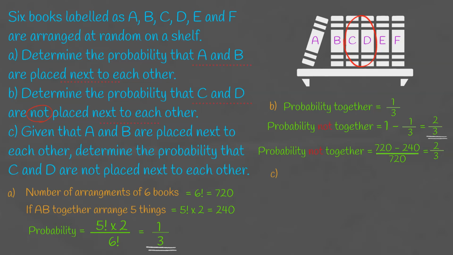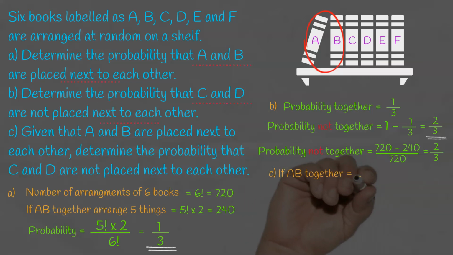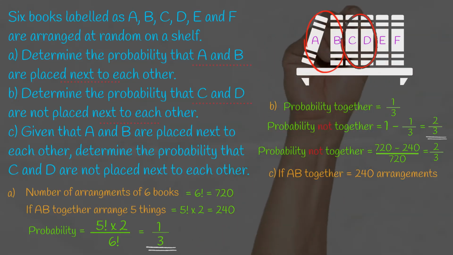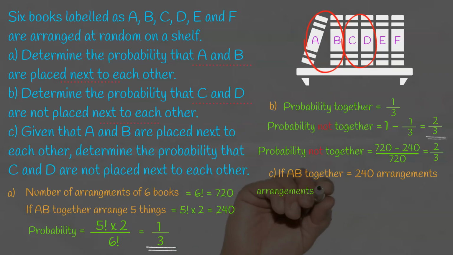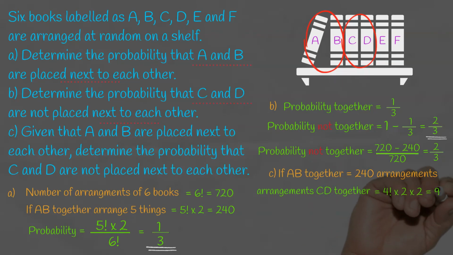And finally, we're asked, if we know A and B are together, what's the probability that C and D are not next to each other? We already know that if A and B are together, there are 240 arrangements. And if A and B are together and C and D are together, there are effectively 4 items to rearrange. So the number of arrangements will be 4 factorial times by 2, because C and D can be swapped, times by 2 because A and B can be swapped.